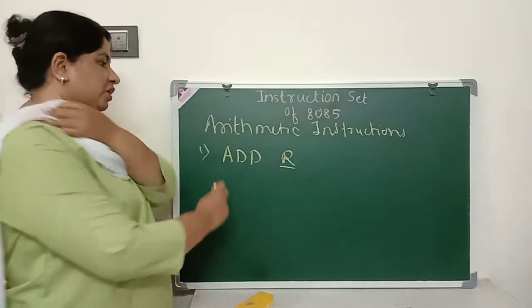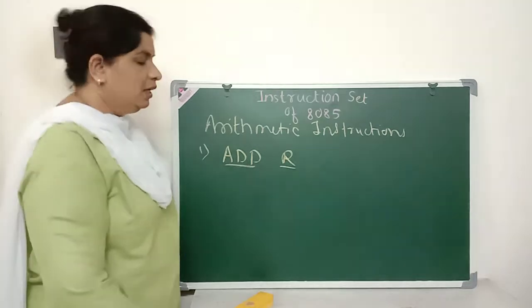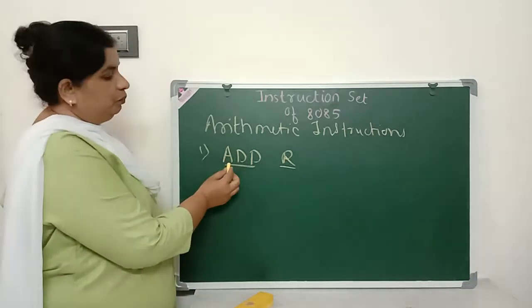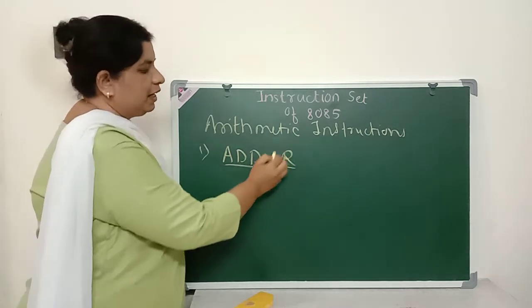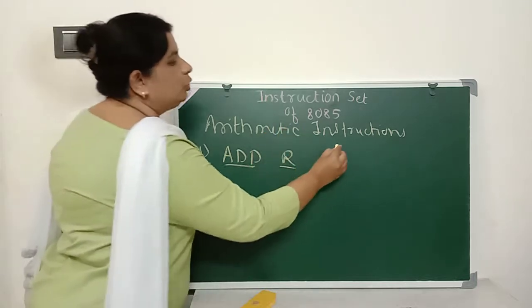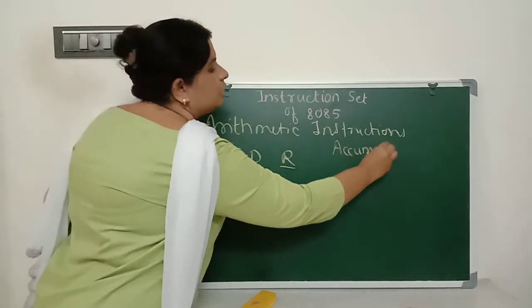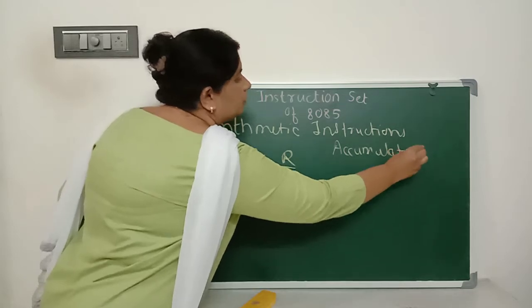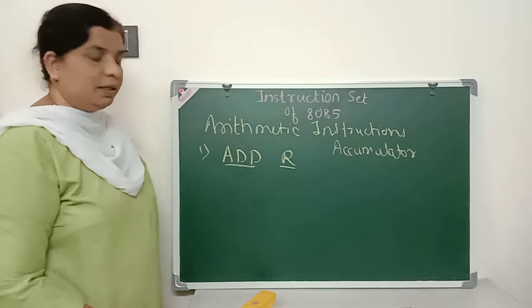So this is ADD R. ADD stands for addition. Okay. So what will this instruction do? This instruction will add the content of the register which is specified in the instruction with the contents of accumulator. So we should know that one of the operands is always stored in the accumulator. Okay. So the accumulator is going to play a vital role in arithmetic instructions.